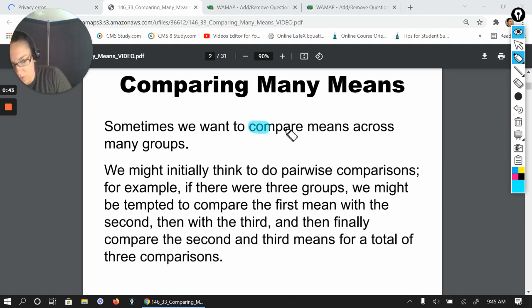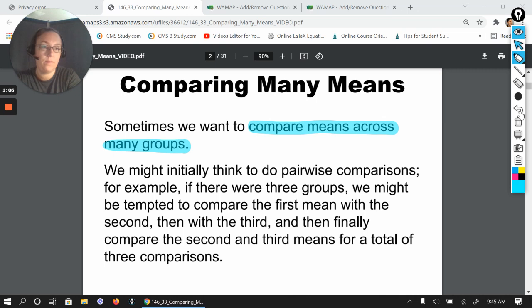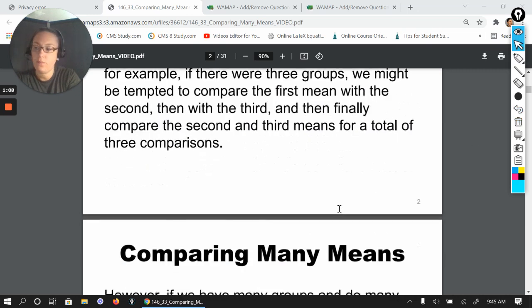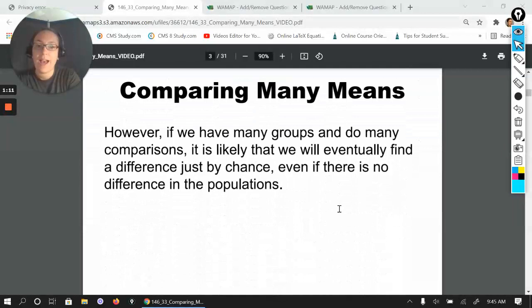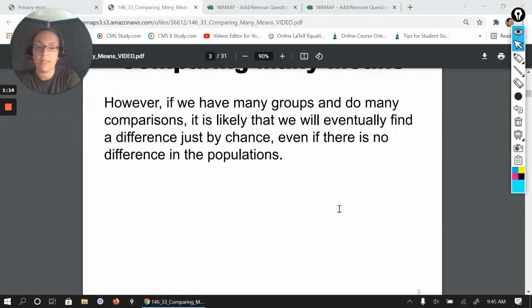Sometimes we want to compare means across many groups. We might initially think to do pairwise comparisons. For example, if there were 3 groups, we might be tempted to compare the first mean with the second, and then with the third, and then finally compare the second and the third means for a total of 3 comparisons. However, if we have many groups and do many comparisons, it's likely that we will eventually find a difference just by chance, even if there is no difference in the populations.